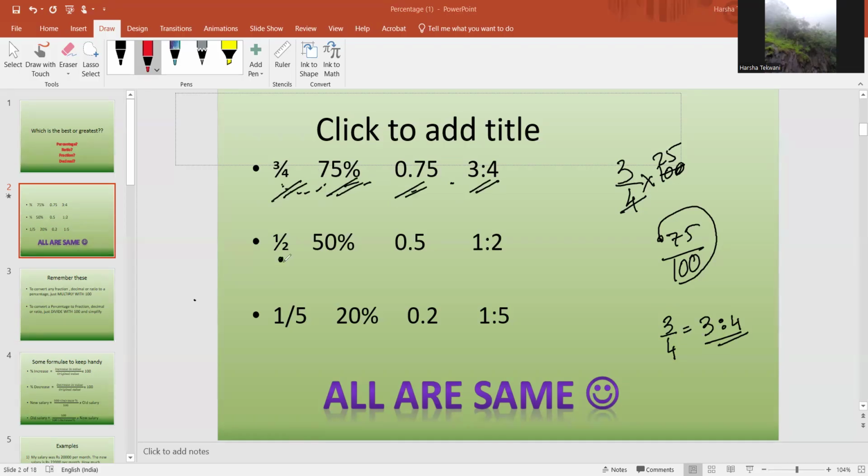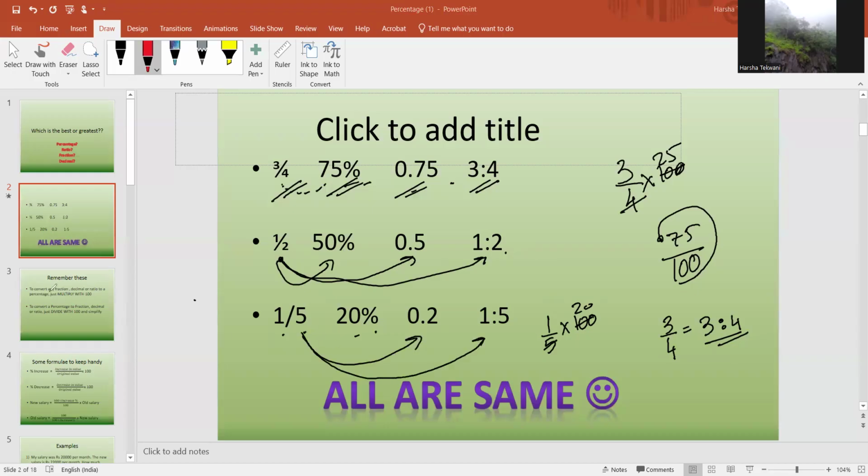Same way, half represents 50%. As a decimal, it would represent 0.5. As a ratio, it would be representing 1 is to 2 in the simplest form. Likewise, 1 by 5. If I want to convert it to a percentage, I multiply with 100, so I get 20 percent. 1 by 5 is 0.2. 1 by 5 is 1 is to 5. So there's no difference at all, right?